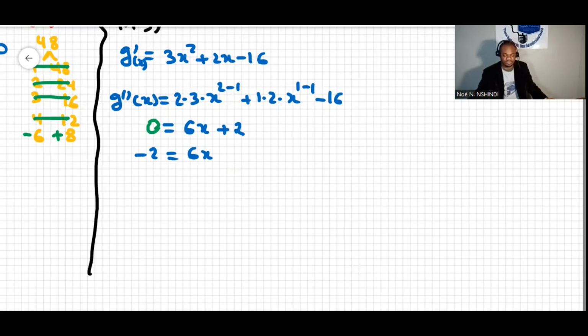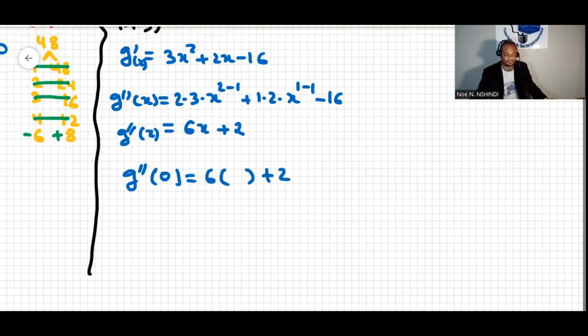Oh, I don't need to do that. So I have g second of x equal to that. Now at the point that's at x is equal to 0, for instance, meaning I would substitute x by 0, and then g prime of 0 equal to 2.